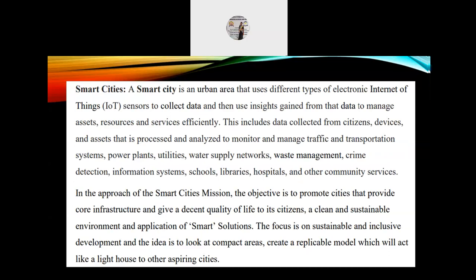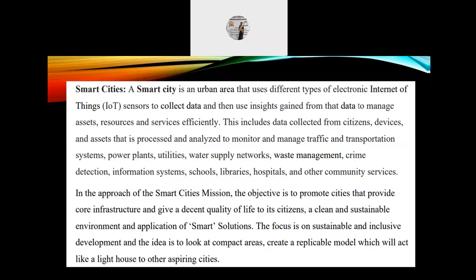Smart cities. A smart city is an urban area that uses different types of electronic Internet of Things, IoT, sensors to collect data and then uses signals gained from that data to manage its resources and services efficiently. This includes data collected from citizens, devices, and assets that is processed and analyzed to monitor and manage traffic and transportation systems, power plants, utilities, water supply networks, waste management, crime detection, information systems, schools, libraries, hospitals, and other community services.